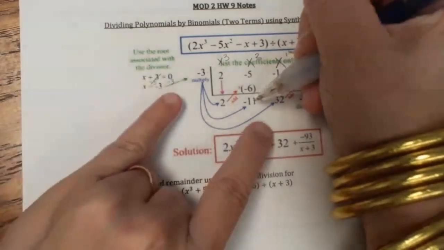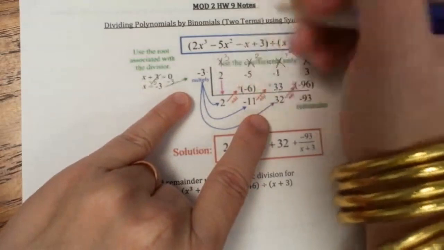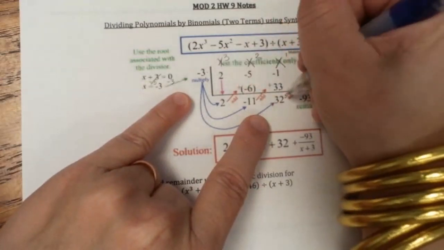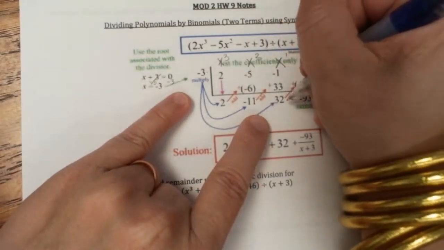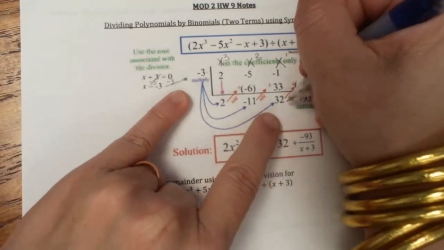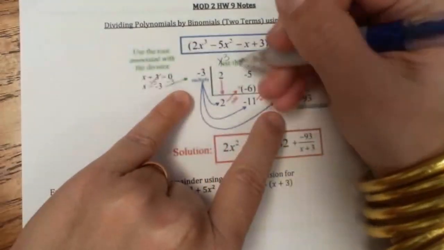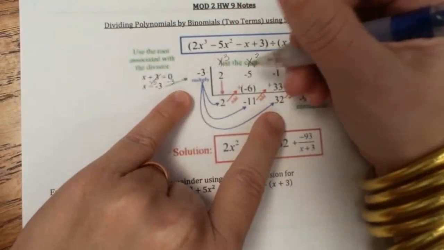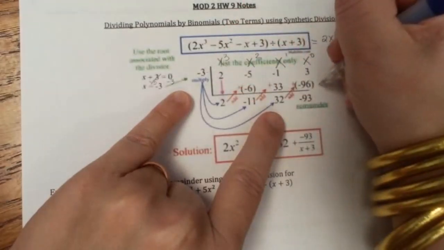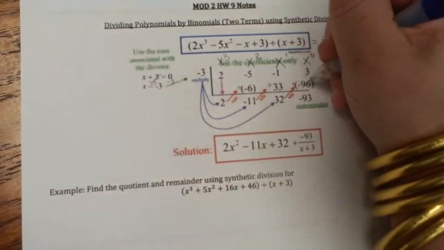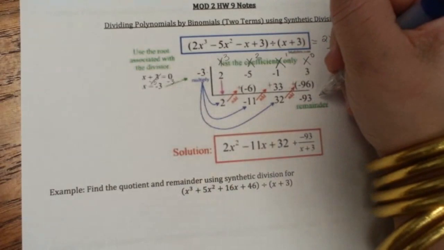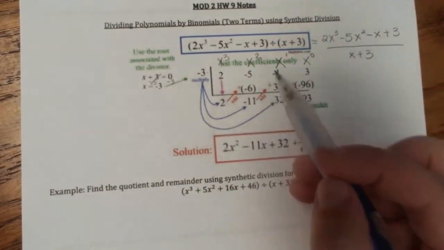Pattern starts over again. Multiply up. So -11 times -3 would give us +33. Adding down, -1 plus 33 will give us 32. Going over again, starting over. 32 times -3 would give us -96. Adding down, 3 plus -96 would give you -93. Now this is your answer.